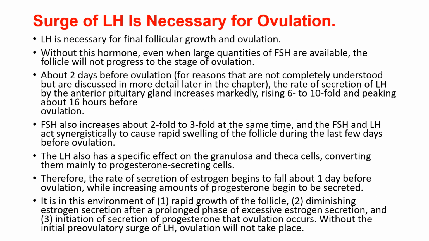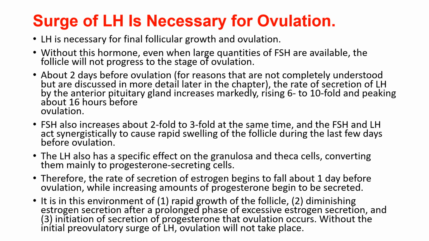Surge of LH is necessary for ovulation. LH is necessary for final follicular growth and ovulation. Without this hormone, even when large quantities of FSH are available, the follicle will not progress to the stage of ovulation. About 2 days before ovulation, for reasons that are not completely understood but are discussed in more detail later in the chapter, the rate of secretion of LH by the anterior pituitary gland increases markedly, rising 6 to 10-fold and peaking about 16 hours before ovulation.